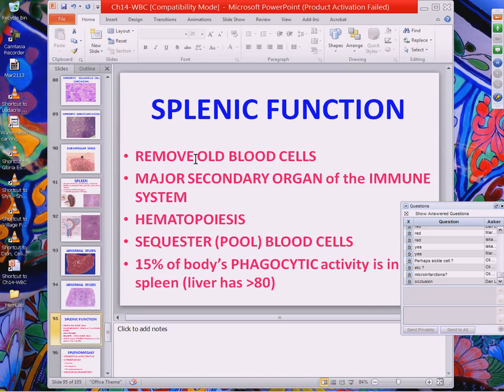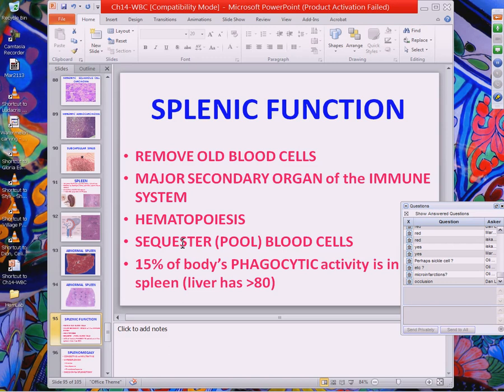Here's a general function, you know, not to review. This is not a physiology. Remove old blood cells of all types, not just red cells. It's the major secondary organ of the immune system after the lymph nodes. Also, do you remember that in the fetal stage, there may be a little bit of hematopoiesis going on in the spleen, like in the liver, but that quickly shifts to entirely within the marrow after the very first few weeks of life.